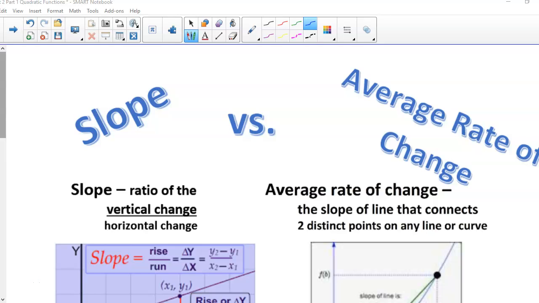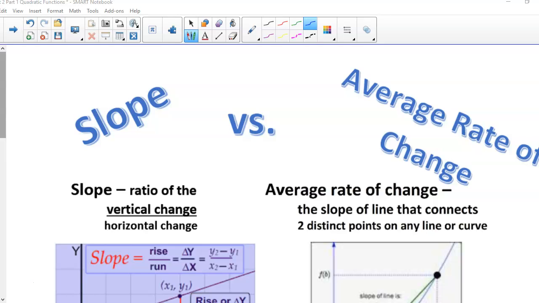Let's take a look at slope and average rate of change. So remember that with slope, we have to have a linear function. We can find the slope of a line because it is rise over run, or that ratio of the vertical change to the horizontal change in a linear function.